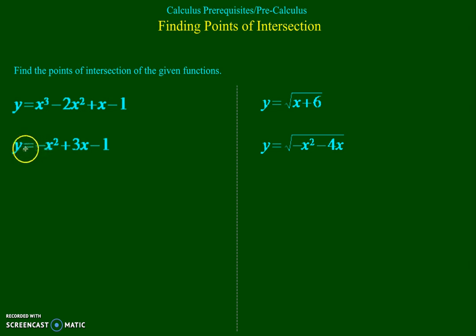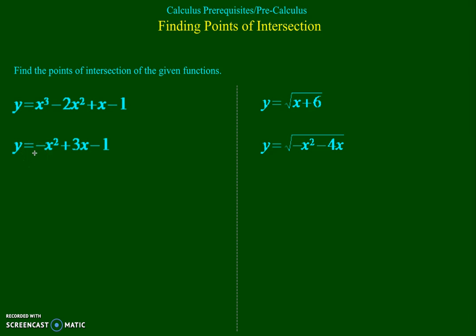So what we can do is we can set these two equal to each other because this y and this y are going to be equal and solve for x. Those x values will be the x coordinates where the graphs of these functions intersect. Then we take those x coordinates, plug them into one of these two equations, and we can get the y coordinate of the intersection point. So that's what we're going to do here.